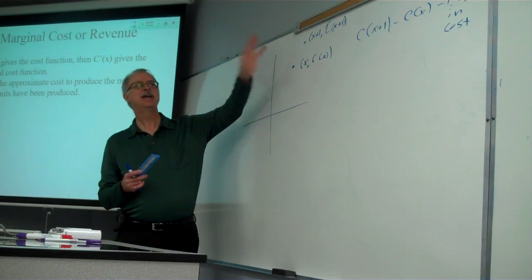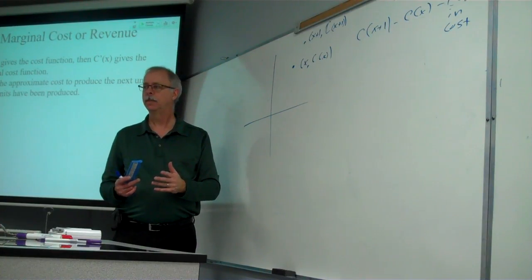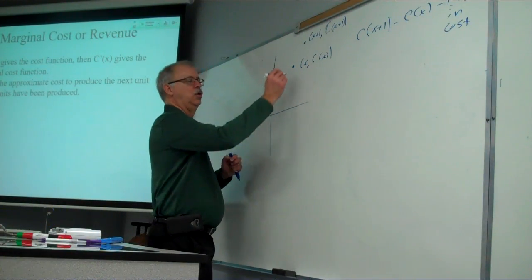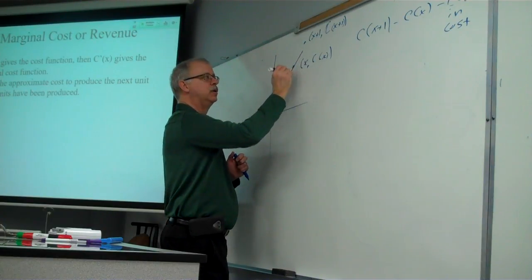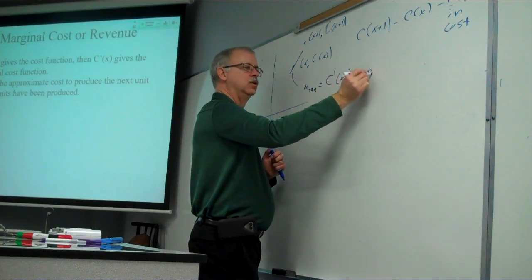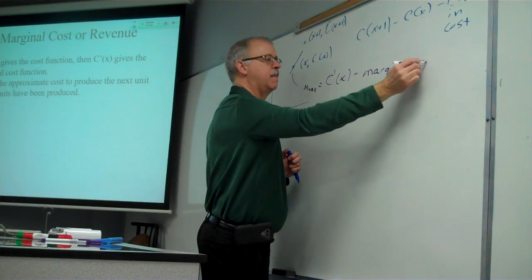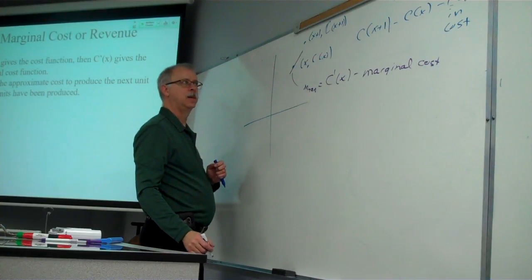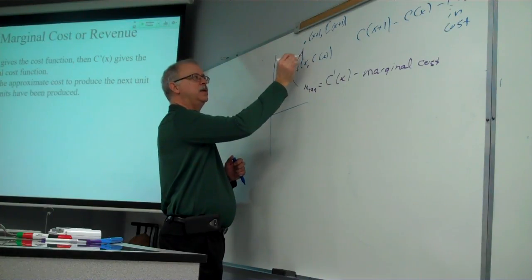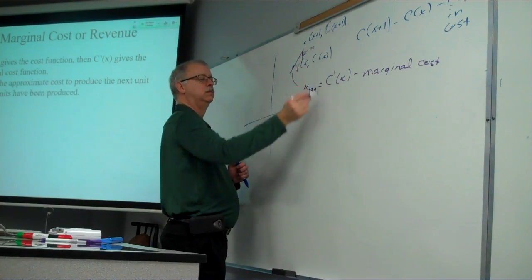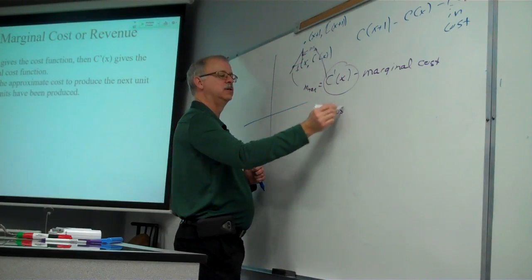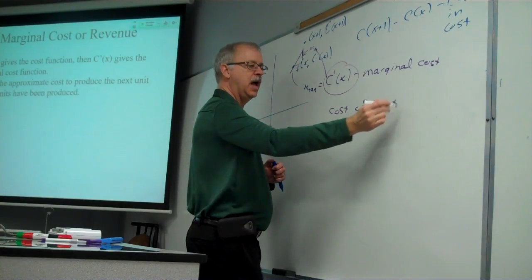The problem is that computation is often too difficult. So what we're going to do instead is look at the marginal cost. What's the slope of the tangent line? C prime of x, which we're calling here the marginal cost. Along the tangent line, if we change the input by 1, the output changes by our slope. And so what the marginal cost is giving us is approximately the cost of the next item.